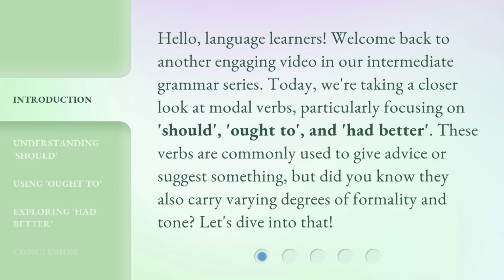Today, we're taking a closer look at modal verbs, particularly focusing on should, ought to, and had better. These verbs are commonly used to give advice or suggest something, but did you know they also carry varying degrees of formality and tone? Let's dive into that.